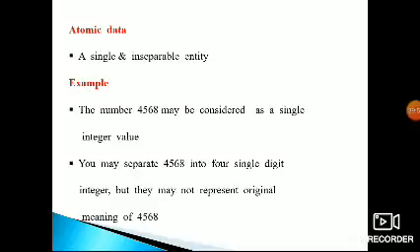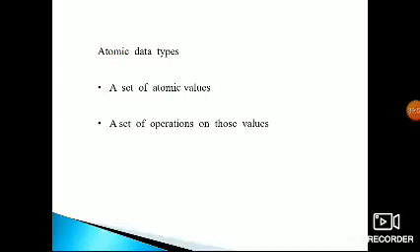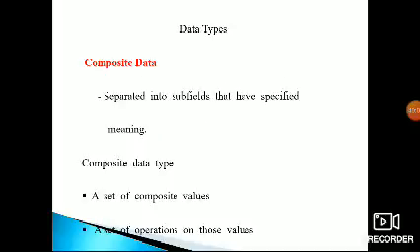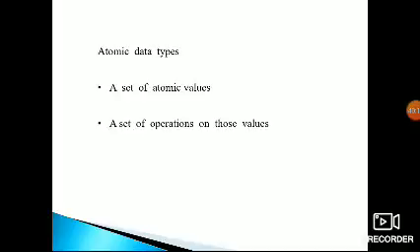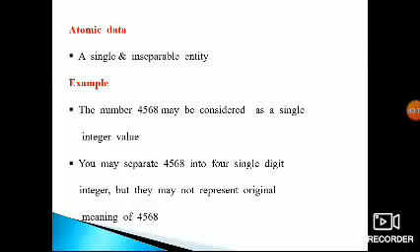Atomic is single and inseparable, we cannot separate it. This is single only, whereas a composite can be separated into subfields. So in date of birth, the day is separate, the month is separate, the year is separate. Whereas an atomic data type we cannot separate, that's why we wrote here single and inseparable. 564568 is a single digit.